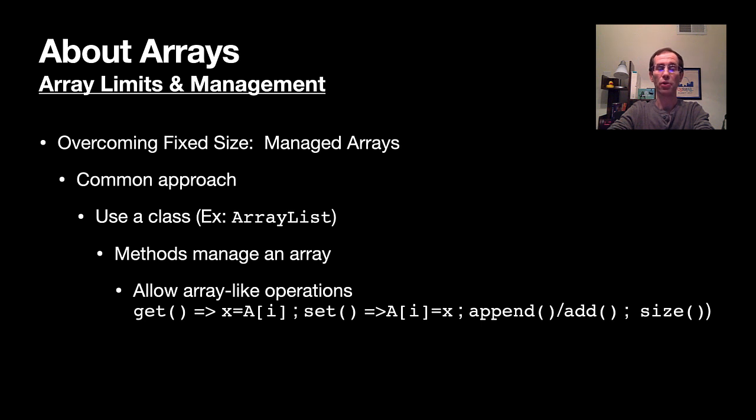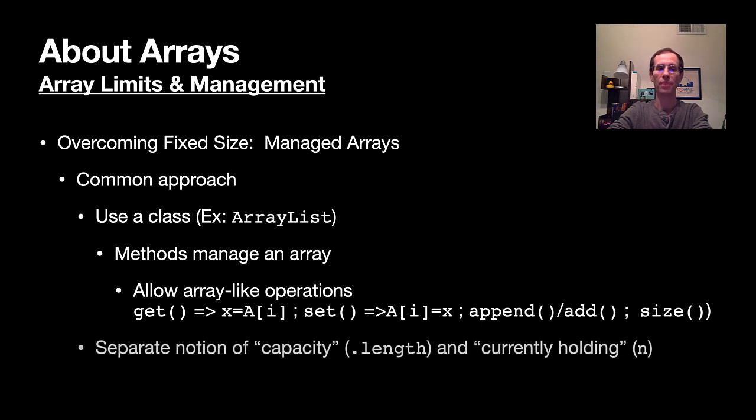So for example, there will be some sort of a get method, and that's equivalent to accessing something in an array and assigning it to a variable. There's a set, which is just the opposite. It's equivalent to assigning a value to a particular location in an array. There's an append, which is equivalent to adding something onto the end of it. And this is where we have to start worrying about the size of our array. Also, often there's a size method that's equivalent to the .length property on Java arrays.